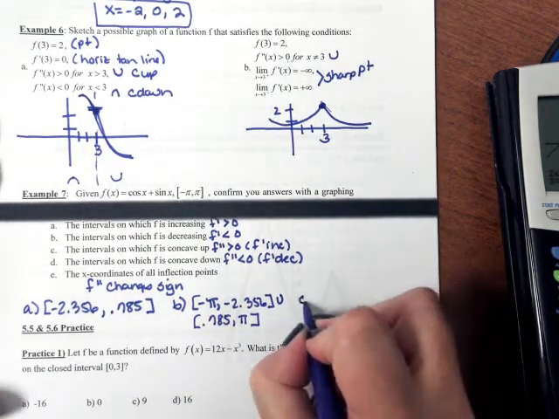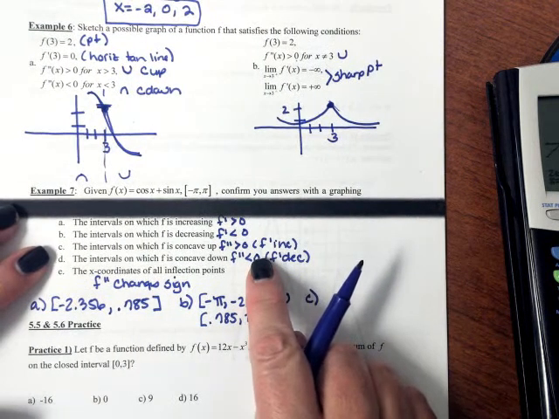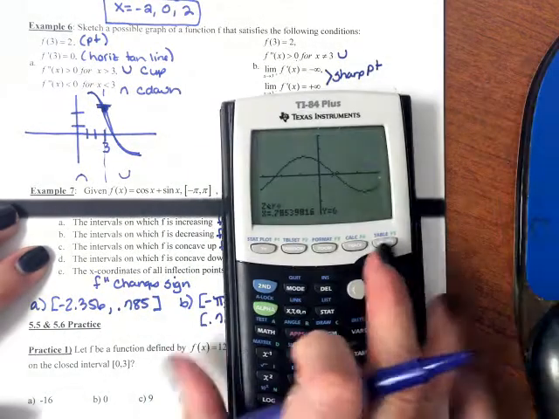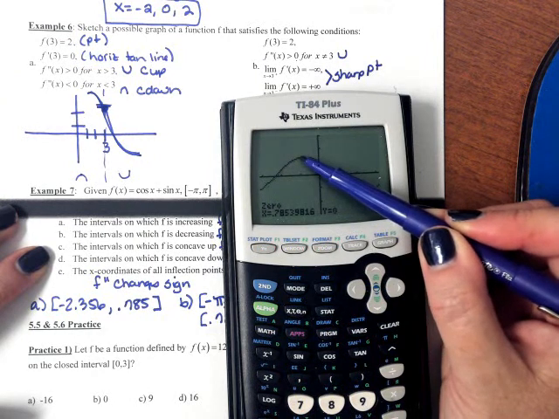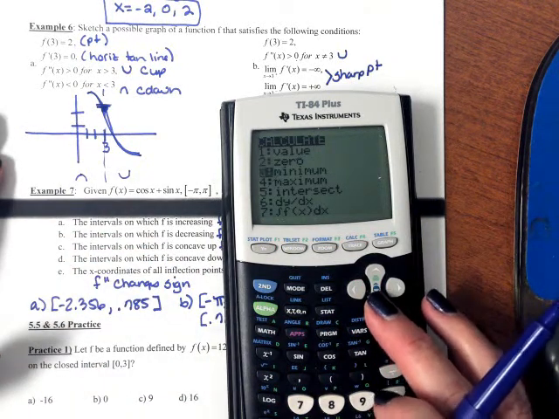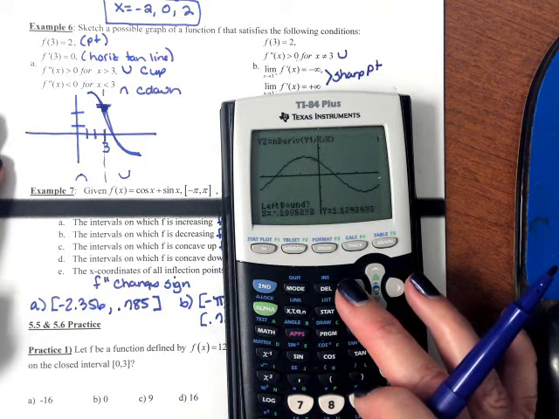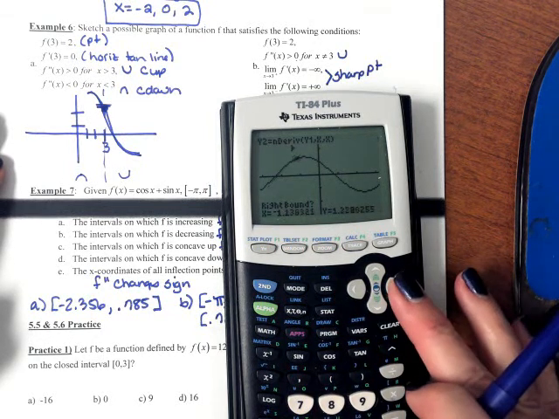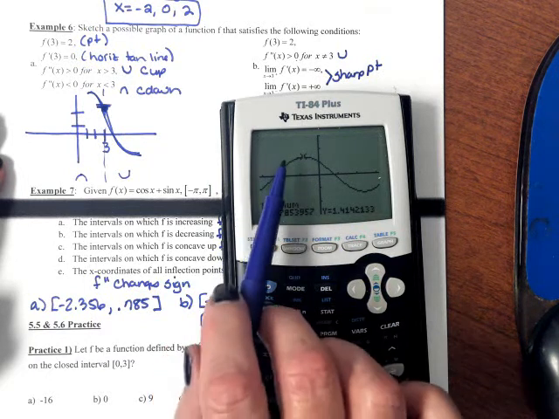So next I need to find where I'm concave up. So this is where my second derivative is greater than 0, or where f prime is increasing. So I can see that f prime is increasing from here to here. So I need to find this relative maximum, which I can do on the calculator going under second calc, maximum. So it's going to be from negative pi to negative 0.785.